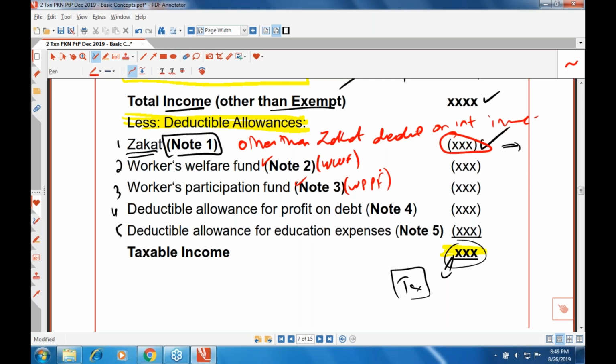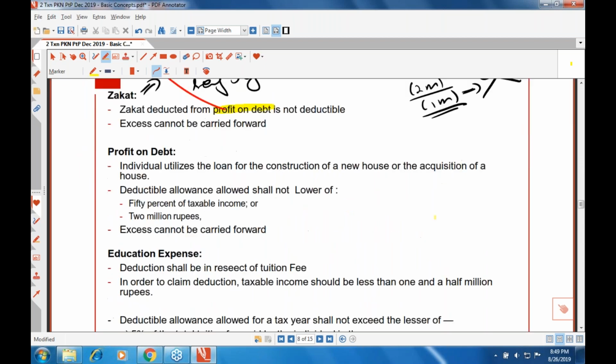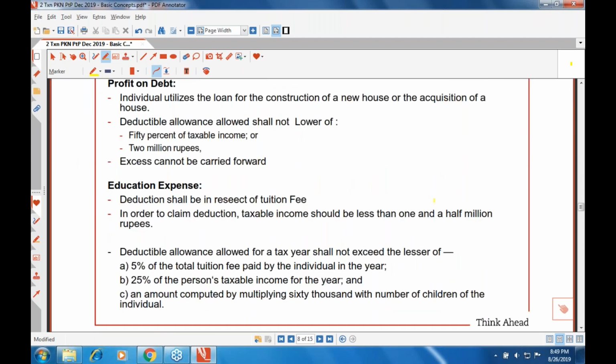The next situation is the deductible allowance for profit on debt. It's a very important concept which we need to understand. What exactly is the deductible allowance on profit on debt? First of all, you would understand that a lot of people obtain a loan to purchase a house or to construct a house. They take a loan.